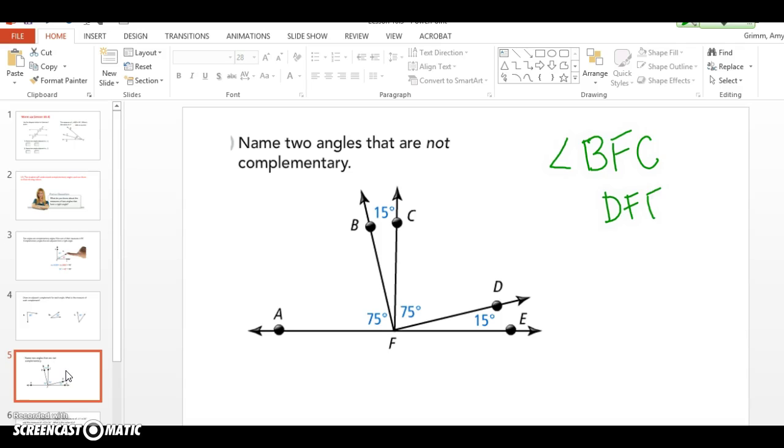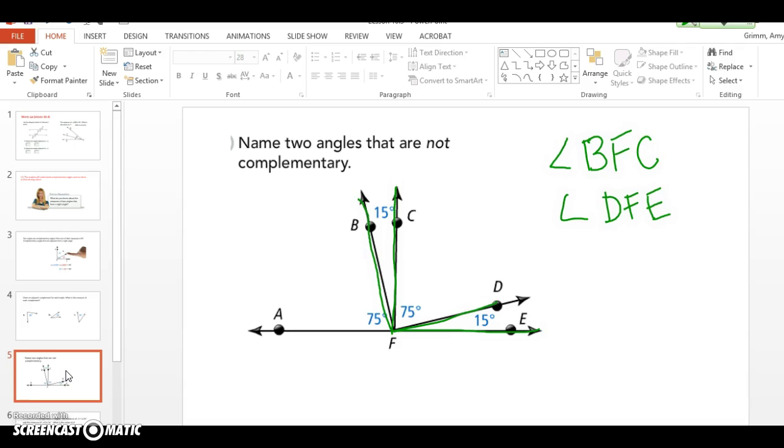DFE. All right, so let's look at what she just said. Angle BFC would be this one. And then she said DFE. Are those two complementary? No, because they add up to 30. And to be complementary, you have to add up to 90. Those two angles do not add up to 90. Those two are not complementary. Are there any other ones that you see that would not be complementary?